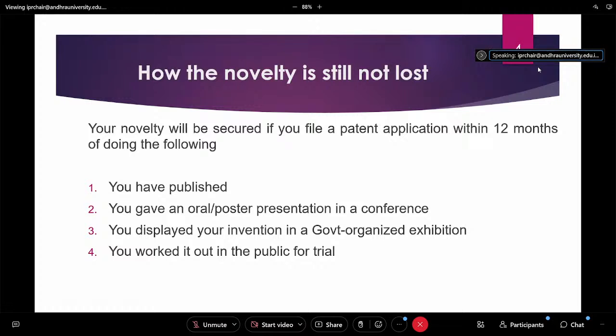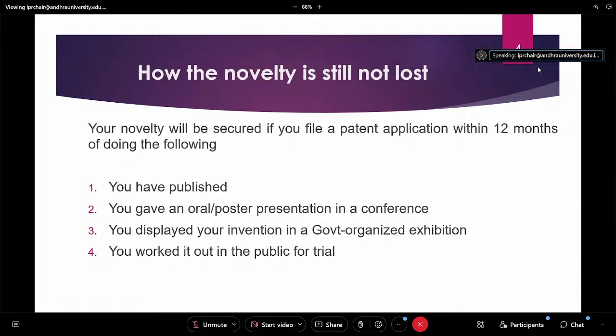Okay. The third one is you have displayed your invention in an exhibition that was notified in a government gazetted journal. Some gazetted thing, it has been notified. In that kind of exhibition, you have exhibited your thing, 12 months window.